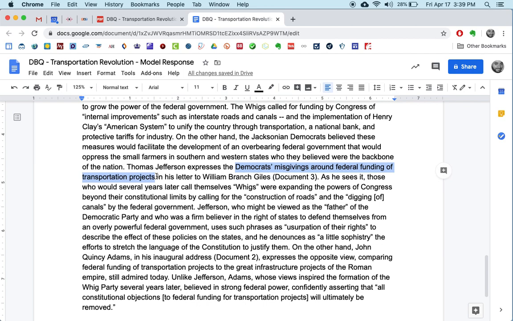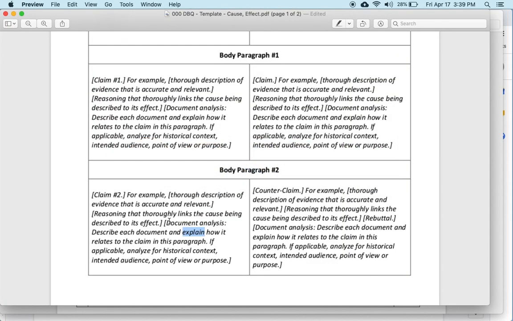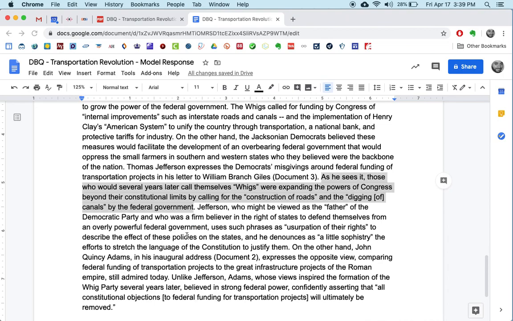He wrote it before the Whigs technically existed, but the divisions were still the same. As he sees it, those who would several years later call themselves Whigs were expanding the powers of Congress beyond their constitutional limits by calling for the, quote, construction of roads and the digging of canals by the federal government. This is where I describe the contents of the document. So I describe the document, and I explain how it relates to my claim.